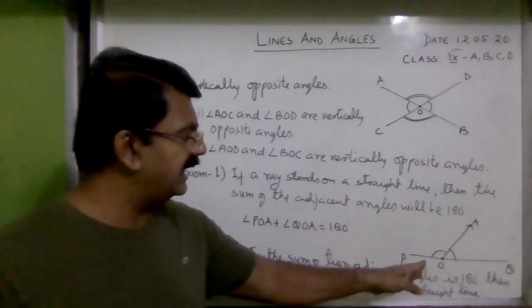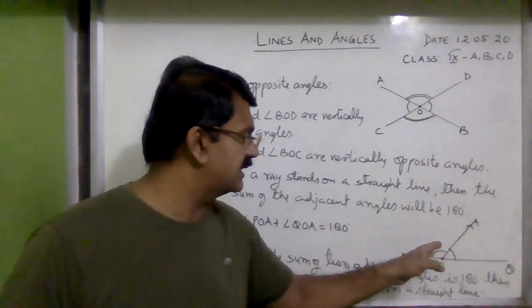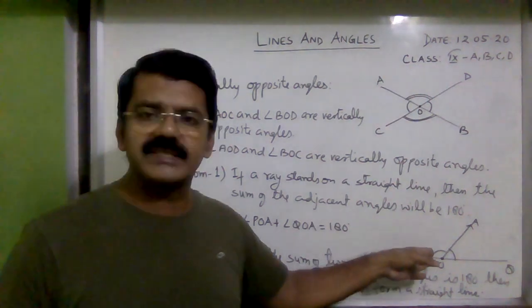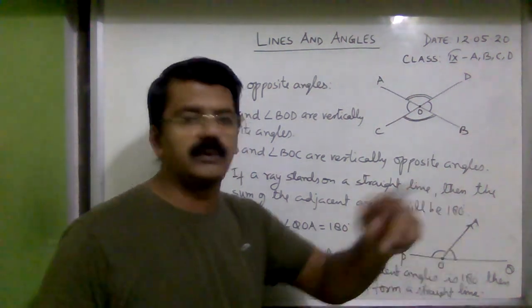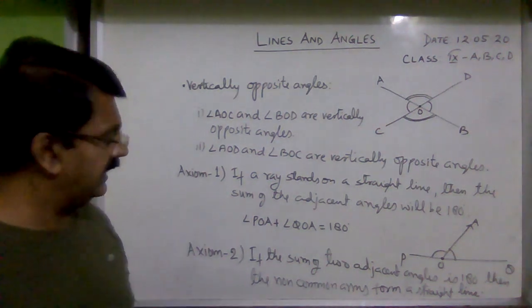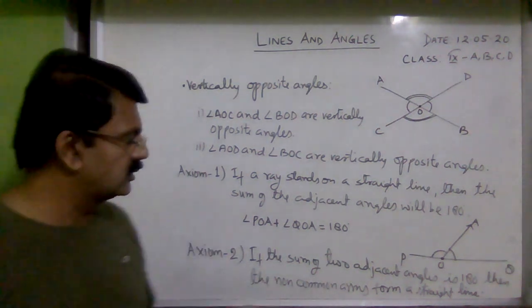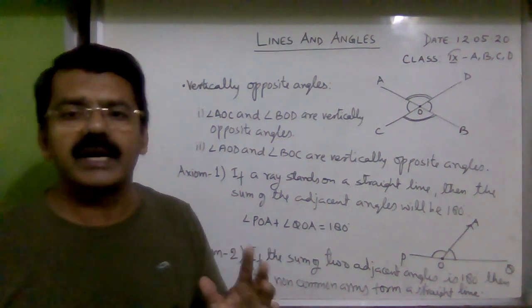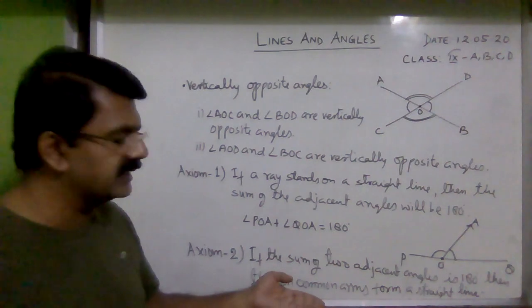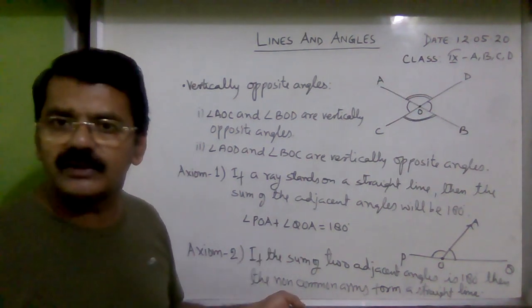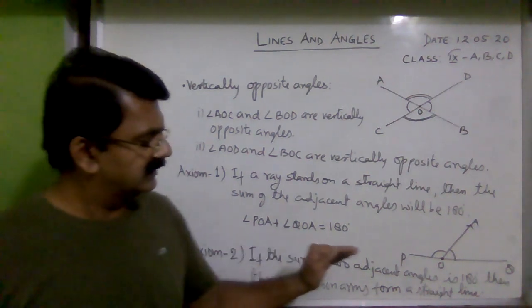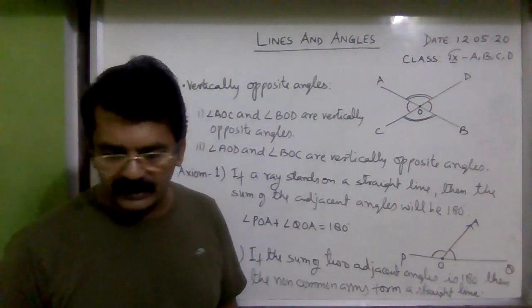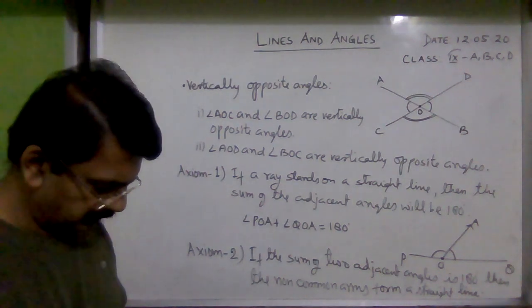In axiom 1 they are saying that if POQ is a straight line, then the sum of these two angles will be 180. Now in axiom 2 they are saying if the sum of these two angles is equal to 180, then POQ is a straight line. This axiom 2 is also known as the linear pair axiom, because the linear pair is this only. This is the definition of a linear pair also. Okay, now I'll tell you one theorem.